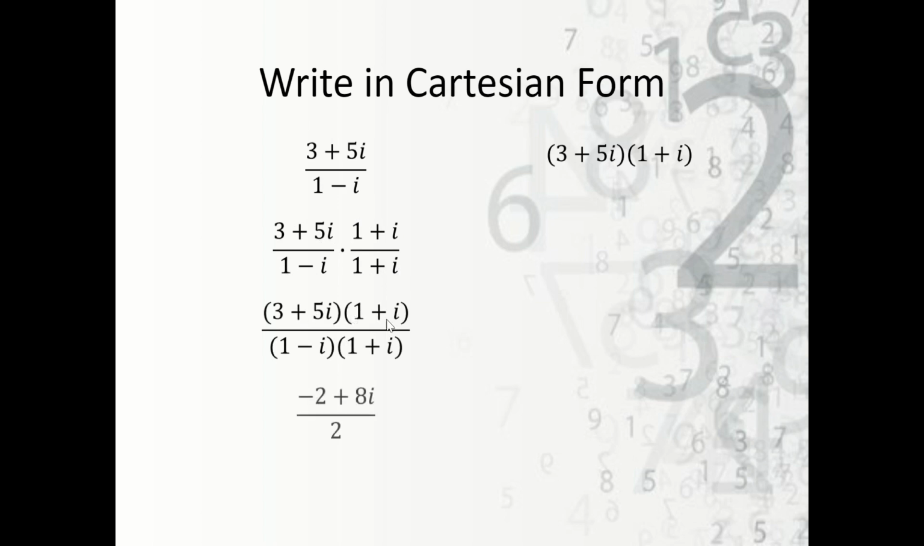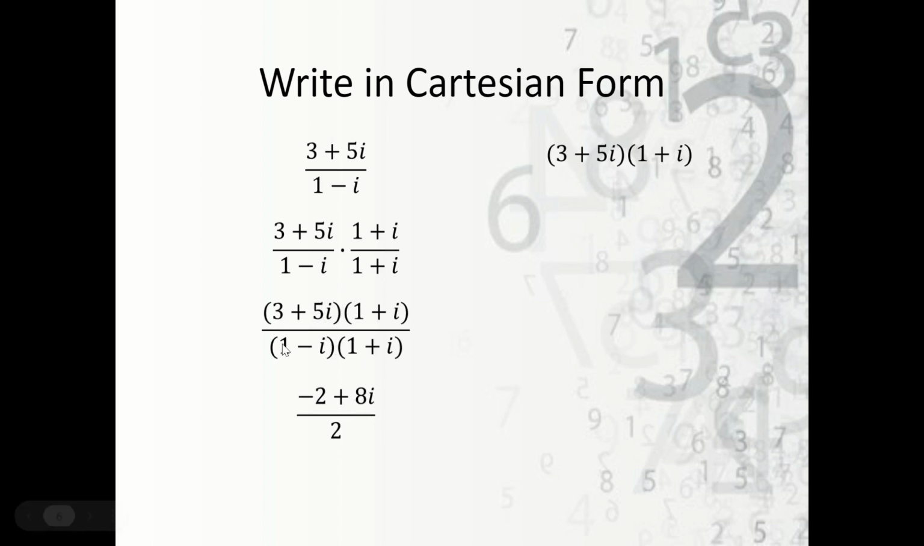When we multiply this, 3 times 1 is 3. 3 times i is 3i. 5i times 1 is 5i. And then 5i times i is just -5. So we end up with 3 minus 5, which is -2, and we end up with 3i plus 5i, which is 8i. So we end up with that.